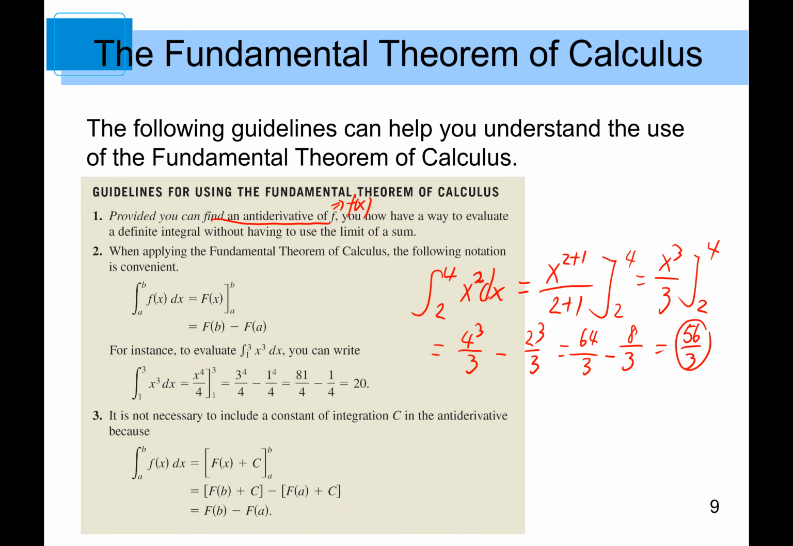So if you look at it from a graphical point of view, the graph looks like this. This is the function f of x equals x squared. It's a parabola concaving upward, passing through the origin. So we're looking at 1, 2, 3, 4, right? Looking for the area from 2 to 4.